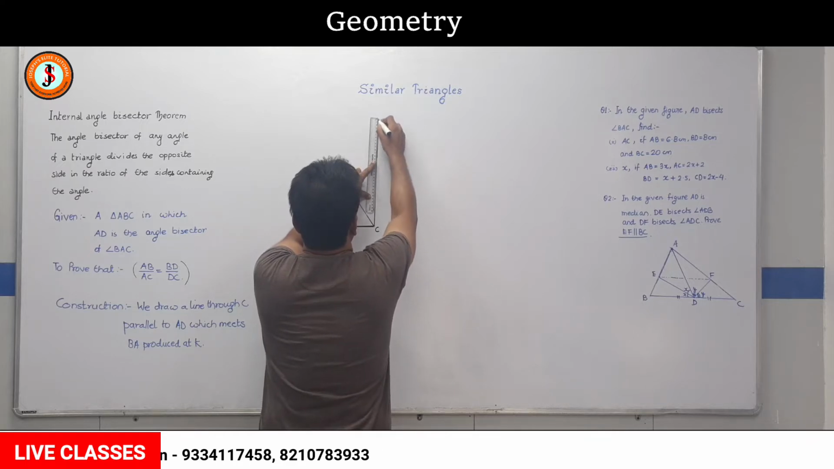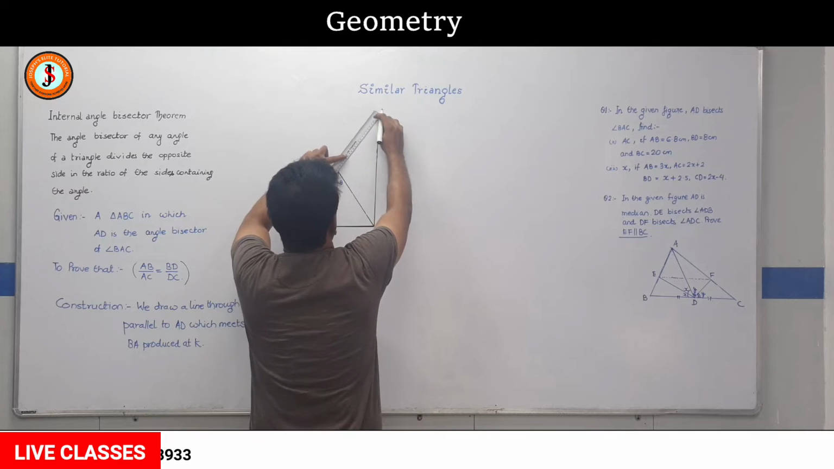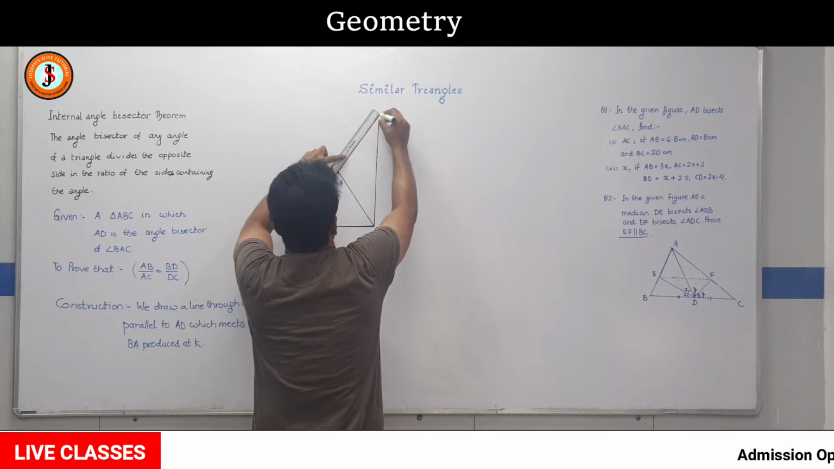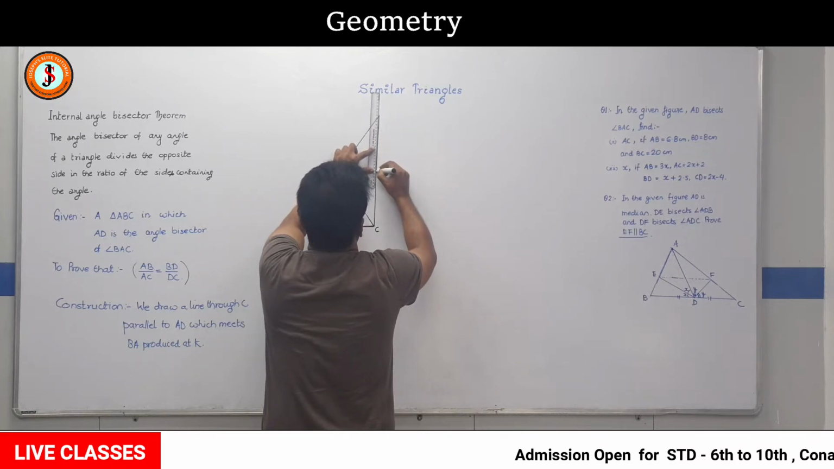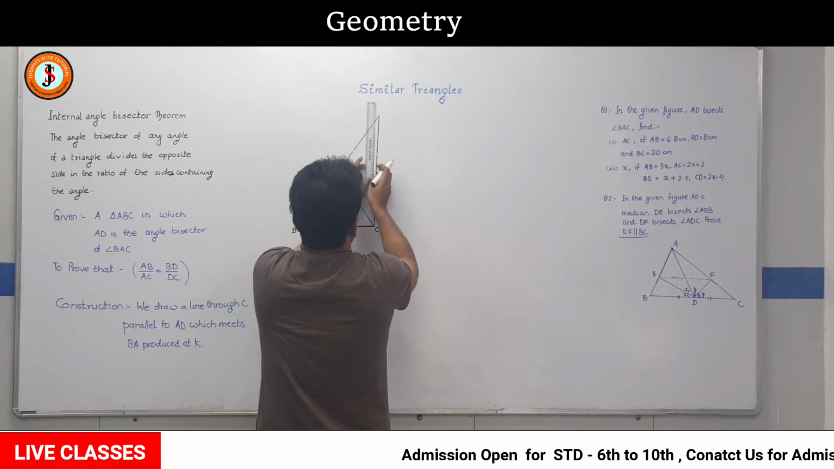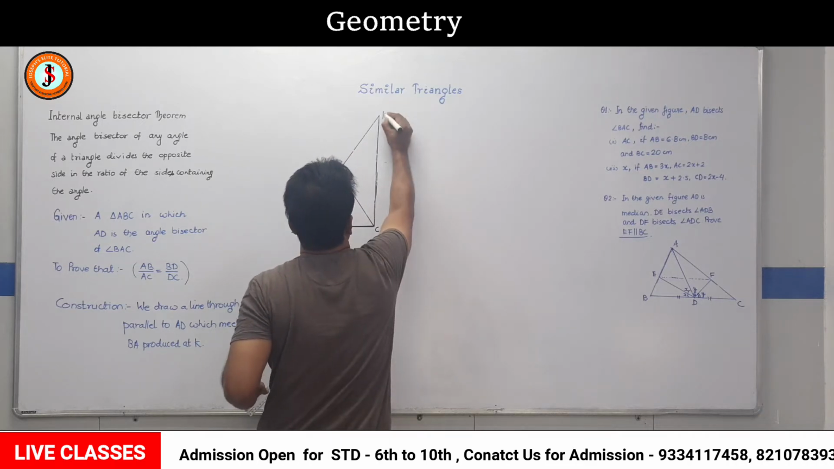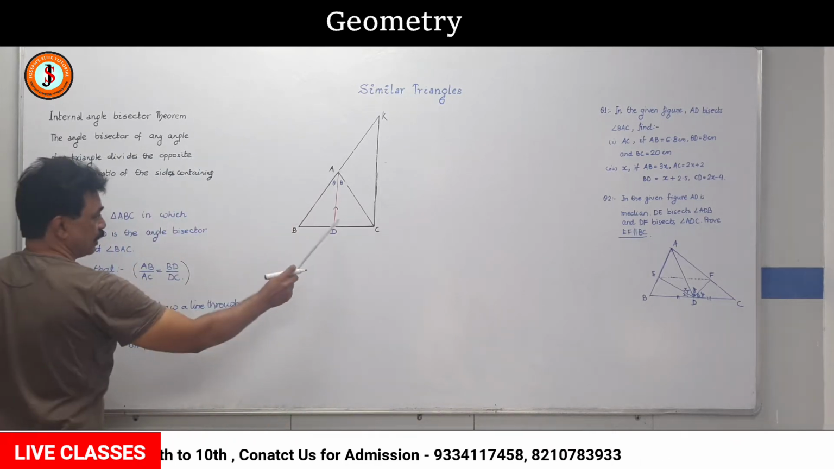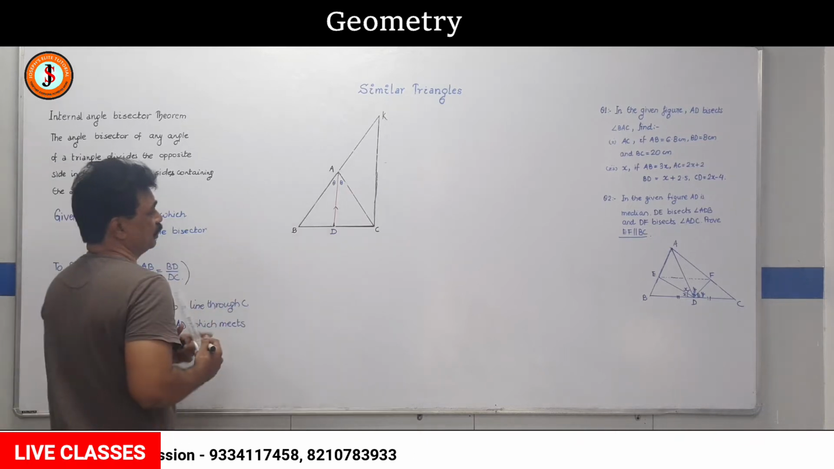Exactly parallel to AD, which meets BA produced at K. That is what I have written over there. Have a look. So this is what I have written. We draw a line through C parallel to AD which meets BA produced at K.